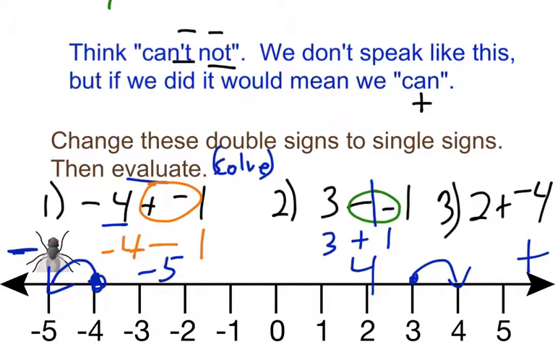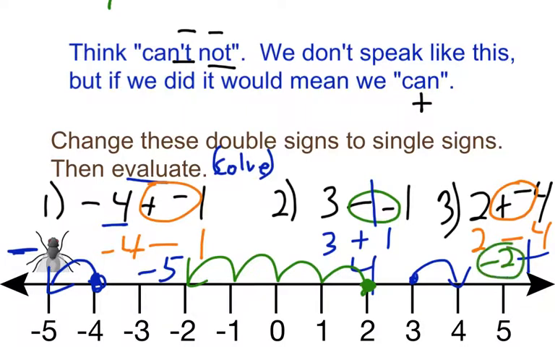Alright, and then number 3 over here, 2 plus a -4, we have a double sign. Adding a negative really means a minus. So 2 minus 4. So I'm going to start at 2. That's right here. And I'm going to go in the minus direction 4. So I'm going to go 1, 2, 3, 4, and I end up at -2. Alright, hopefully you got those. If not, check it out again.